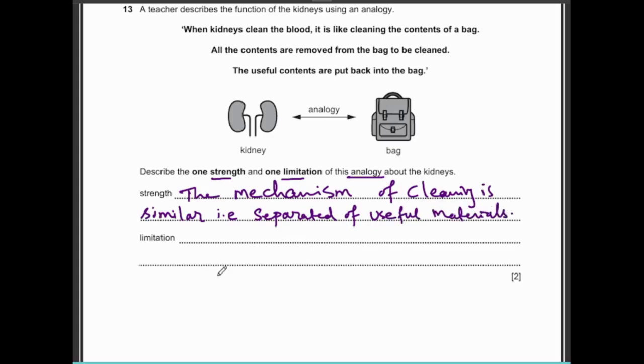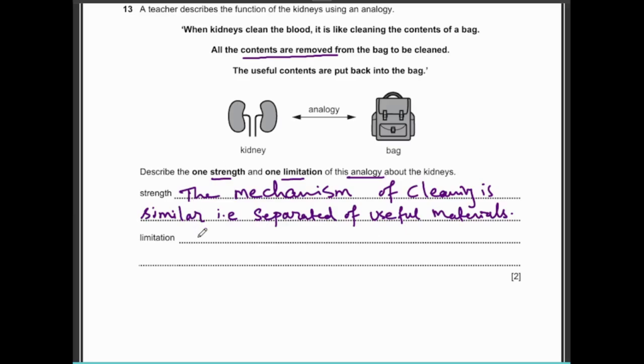What would be the limitation of this one? What would be the limitation? Let's check out the thing here. The useful content are put back into the bag here. All contents are removed from the bag to be cleaned. This is something here, limitation. All the contents are removed from the bag to be cleaned, but kidney cannot do such kind of thing.